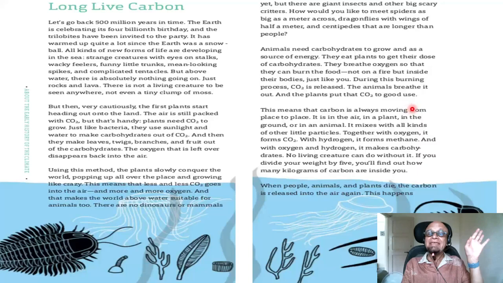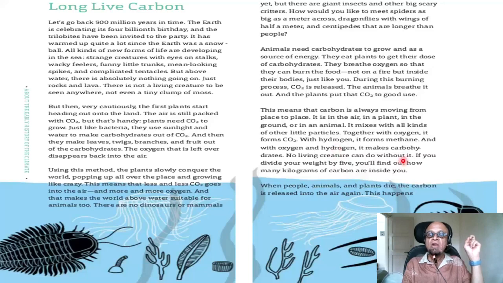We are always releasing CO2 and breathing in O2. The animals breathe out CO2, and the plants put that CO2 to good use. So we are all symbiotic. We do something, they do something, and so on. But now we are cutting down trees. This means that carbon is always moving from place to place. It is in the air, in the plant, in the ground, in the animal, in the water.